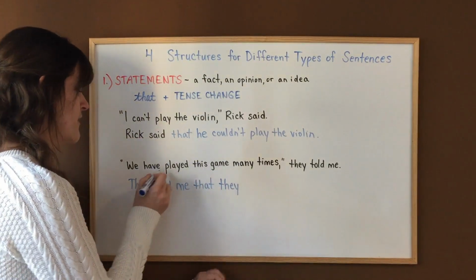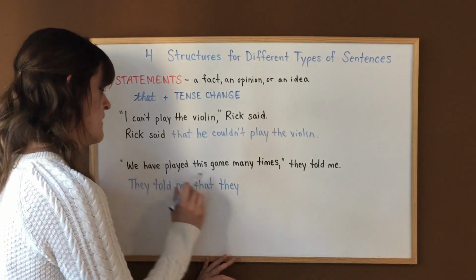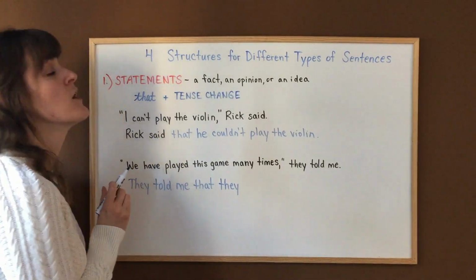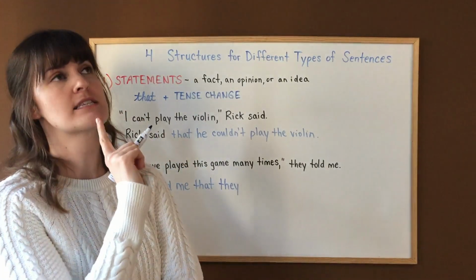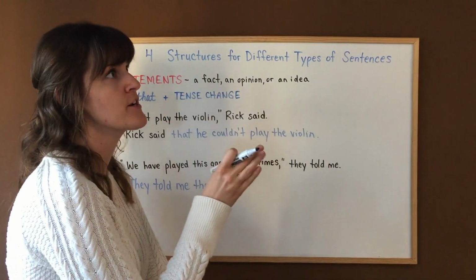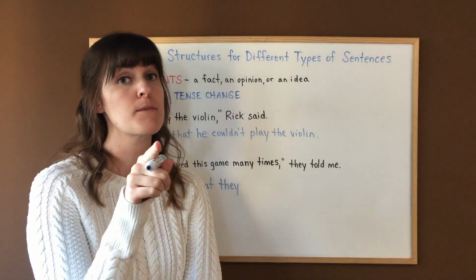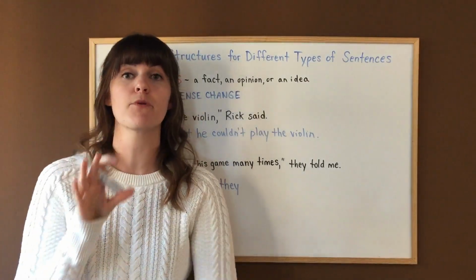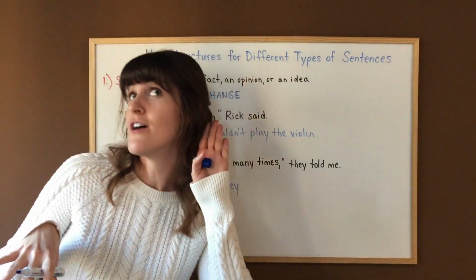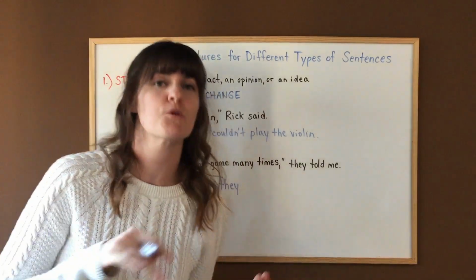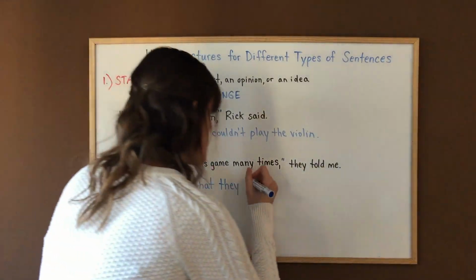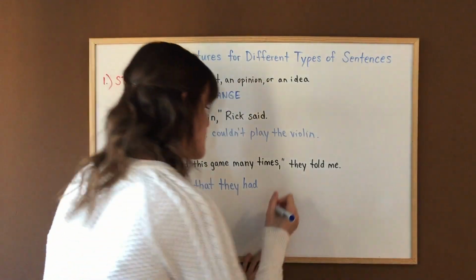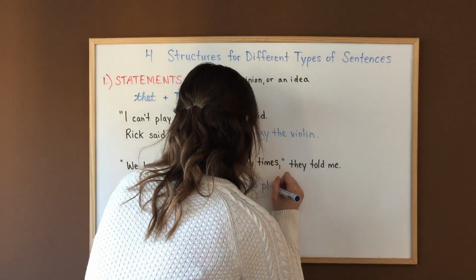What's the verb here? Have played. Which tense is have played? Let's see. Have or has plus the verb and the participle. Present perfect simple. Look at your chart. You should have present perfect simple changes to past perfect simple. Very good. So we're going to put had plus verb and participle, played.